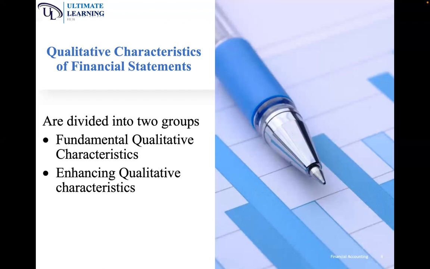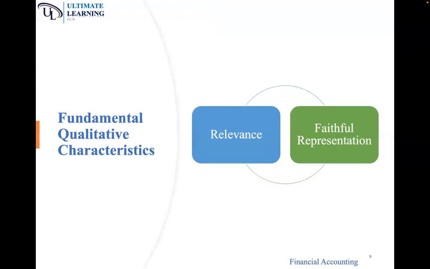So when we talk of qualitative characteristics of financial statements, they can be divided into two major groups. Fundamental qualitative characteristics, which are the primary qualitative characteristics, and enhancing qualitative characteristics. Enhancing are the qualities that improve on the fundamental. In other words, enhancing are the secondary qualitative characteristics. So when we start with the fundamental qualitative characteristics, they are two. Number one, relevance, and number two, faithful representation.